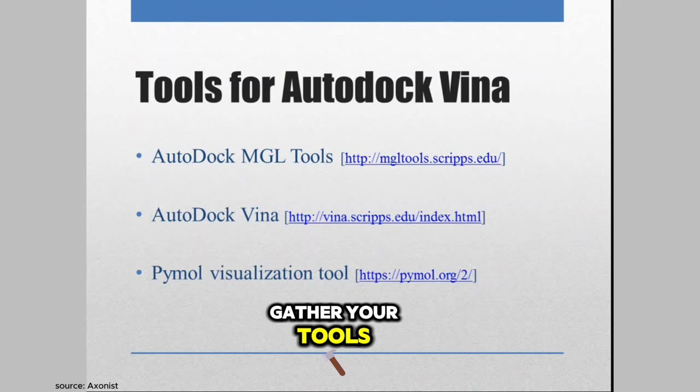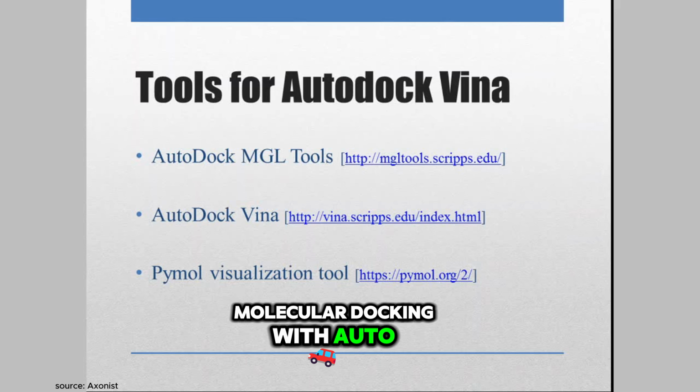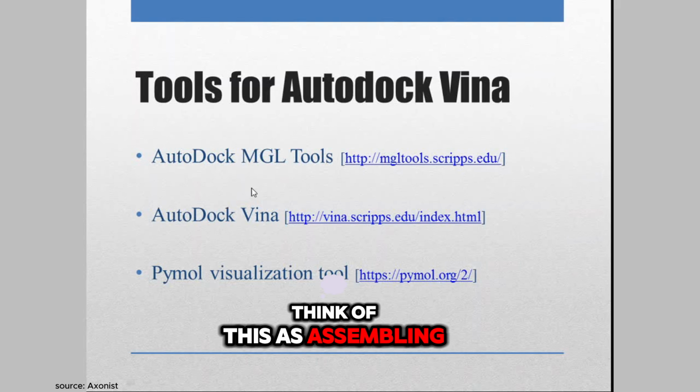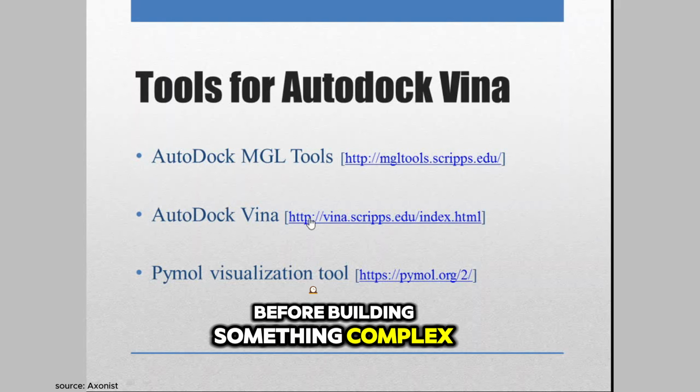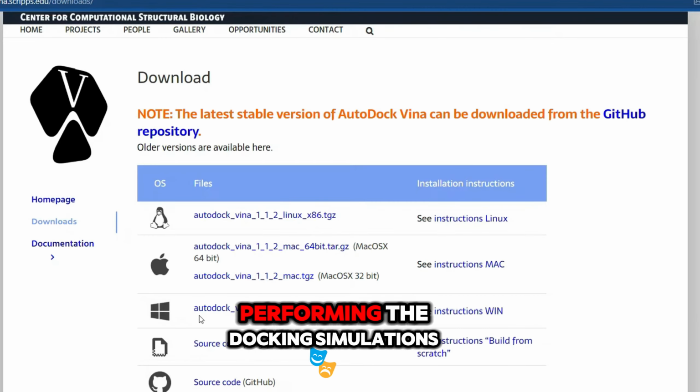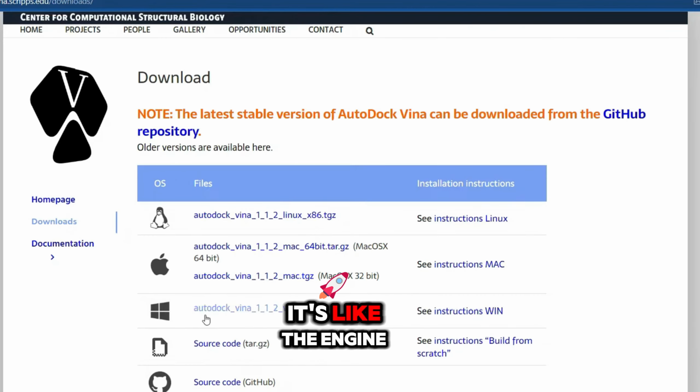Step 1. Gather your tools. Before you dive into molecular docking with AutoDock Vina, it's essential to gather all the necessary tools. Think of this as assembling your toolkit before building something complex. First, download AutoDock Vina, the main software for performing the docking simulations. It's like the engine that drives the whole process. You can find it on the official AutoDock website.